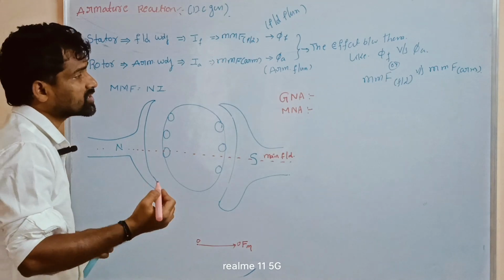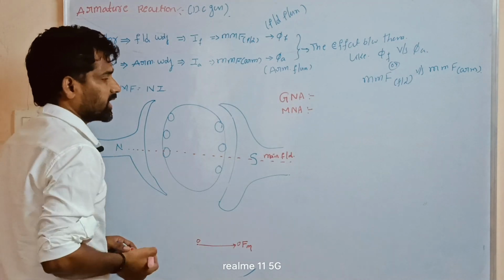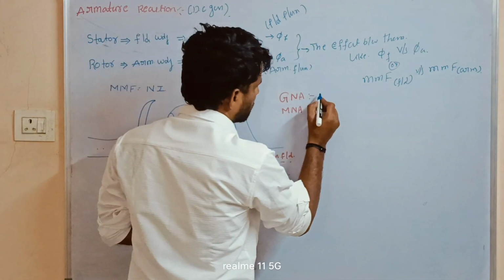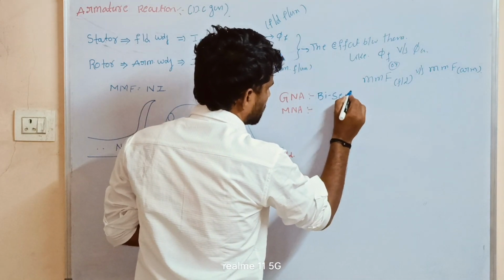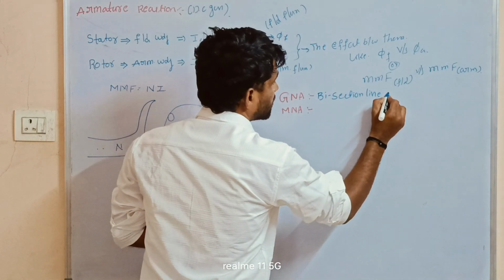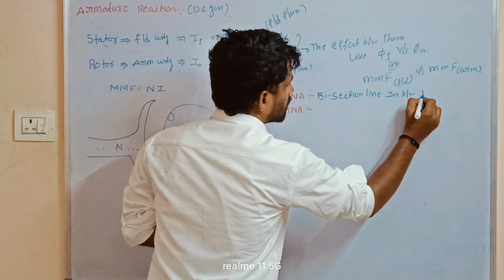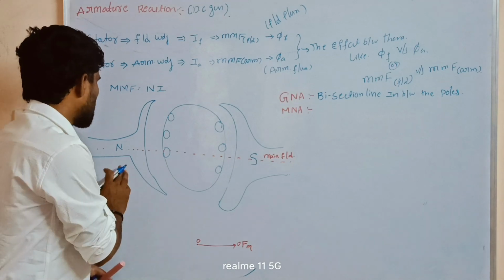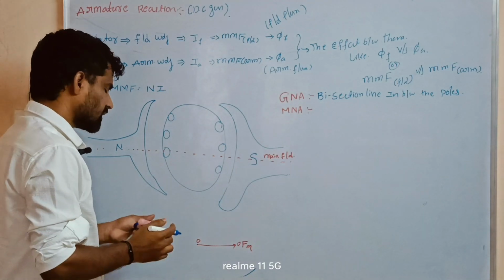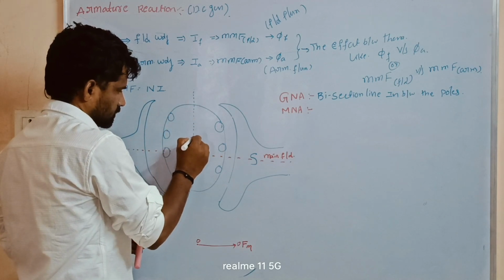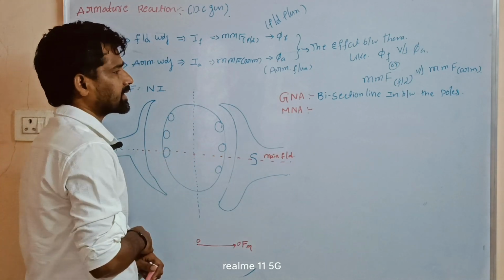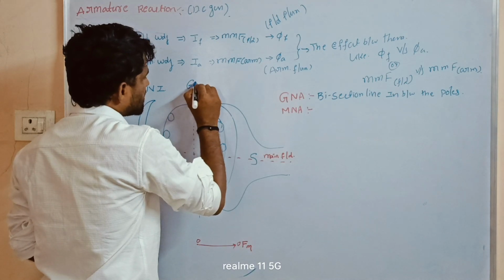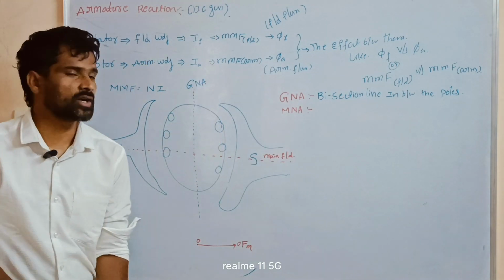Now, let us see what GNA and MNA are based on. First, we take the GNA. The GNA is a bisecting line in between the poles. What are the poles here? One is the north pole and the other is the south pole. Two poles will be there, and the line at the middle, bisecting the two poles, is what we call the GNA.